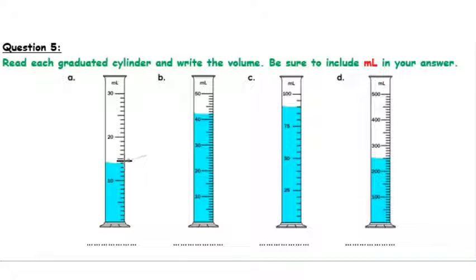So here is the level of the liquid in the graduated cylinder. What we have to do is to count, okay? Each small line in here is 1 milliliter. So we'll start reading 10, 11, 12, 13, 14 milliliter. Since, as I said, each line is 1 milliliter. So the volume of the liquid in this case is 14 milliliter. Let's check the second one, okay?